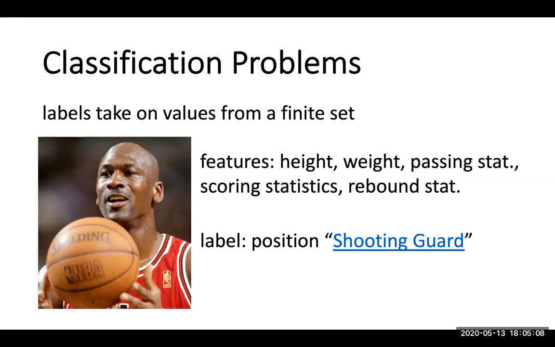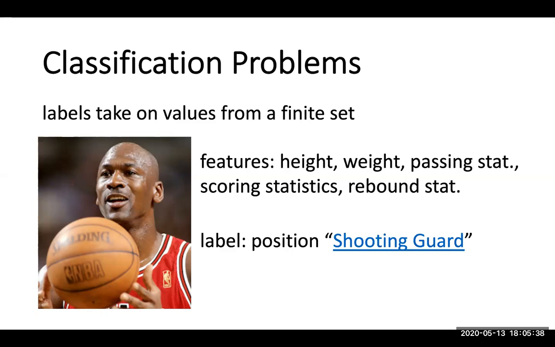And in classification, we have only a finite number of different label values. So does anybody know basketball? How many different positions are there in basketball? 5? Do I hear some other guess? 11? Somebody else? 3, 6, 7?